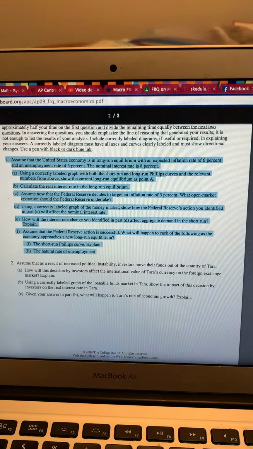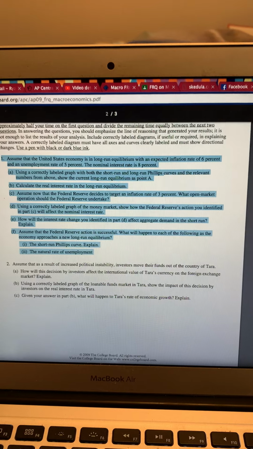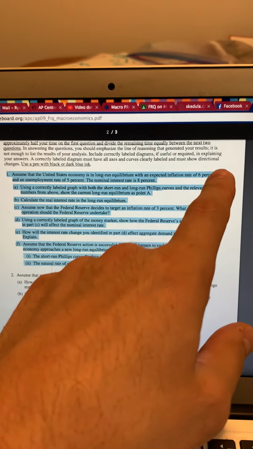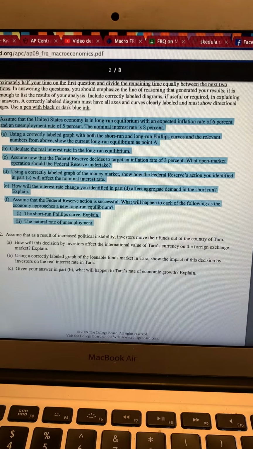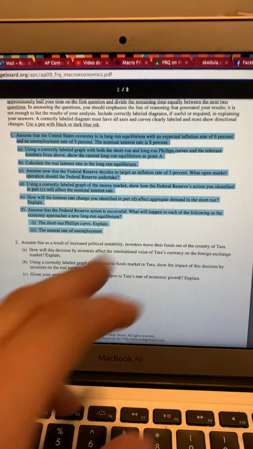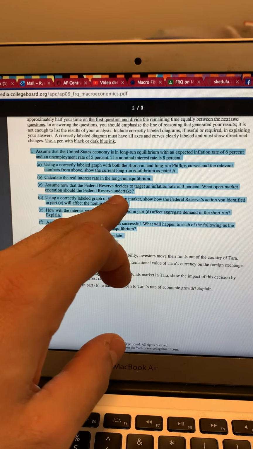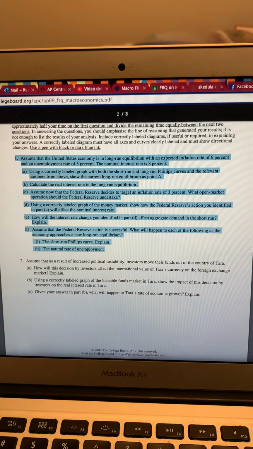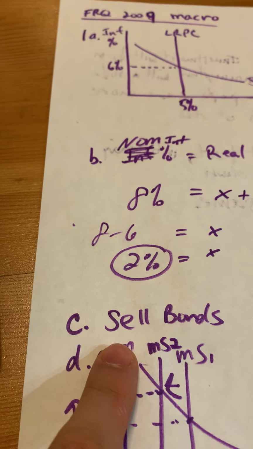For C, assume the Fed Reserve decides to target an inflation rate of 3%. Well, what was the inflation rate? Inflation rate was 6%. So they're looking to shrink the economy, right? So they're going to have some type of contractionary monetary policy. It specifically asks, what open market operation should the federal bank undertake? Open market operation is either one of two things, buying bonds or selling bonds. And since this is contractionary, we are selling bonds.